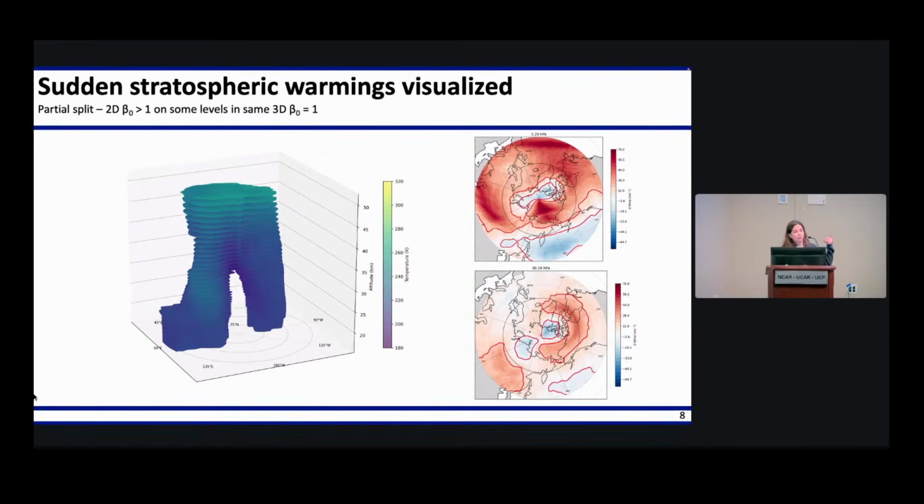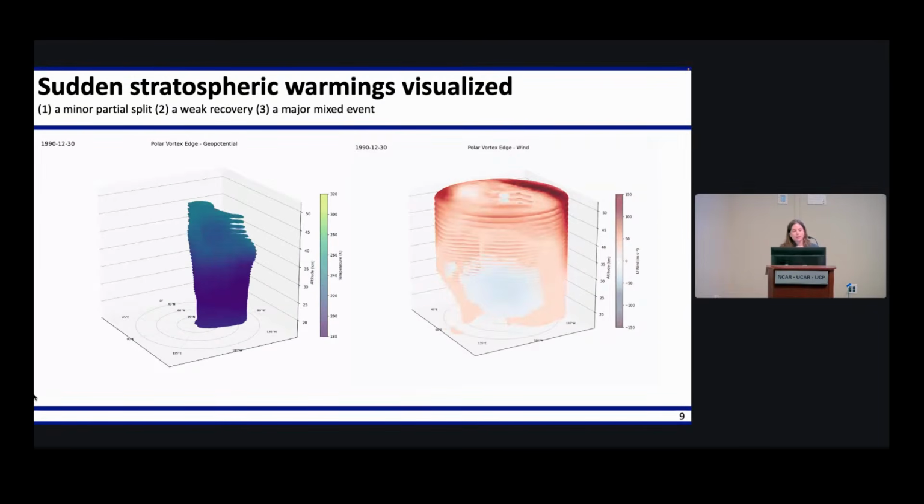Here's an example of a partial split. We see at the upper pressure levels, we still have a coherent westerly jet, keeping that portion together. But at the bottom, it breaks apart. So we never see this particular event reconvene. But depending on which level you look at, you could classify this differently.